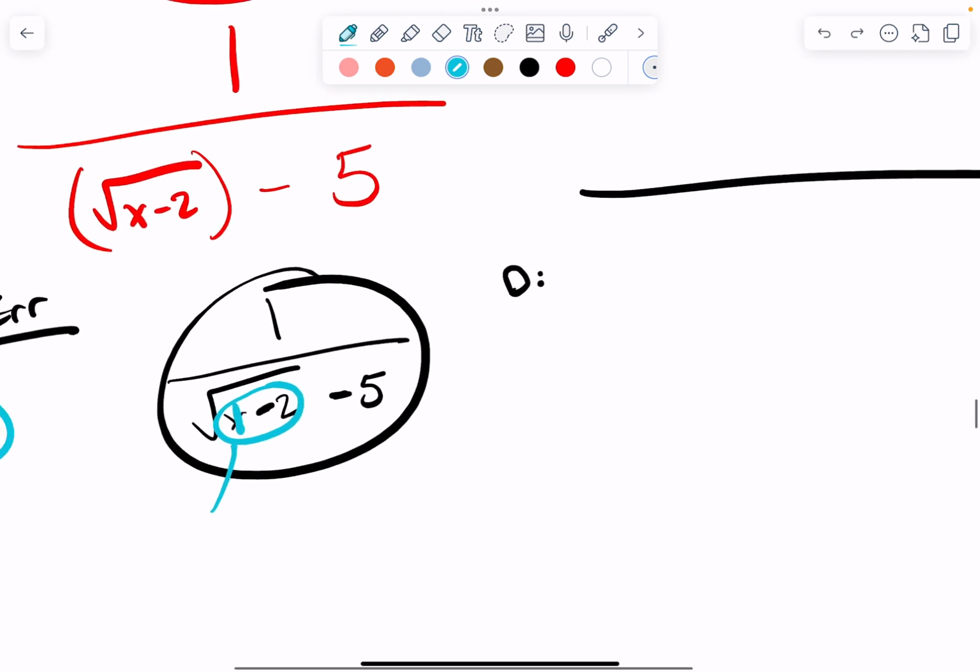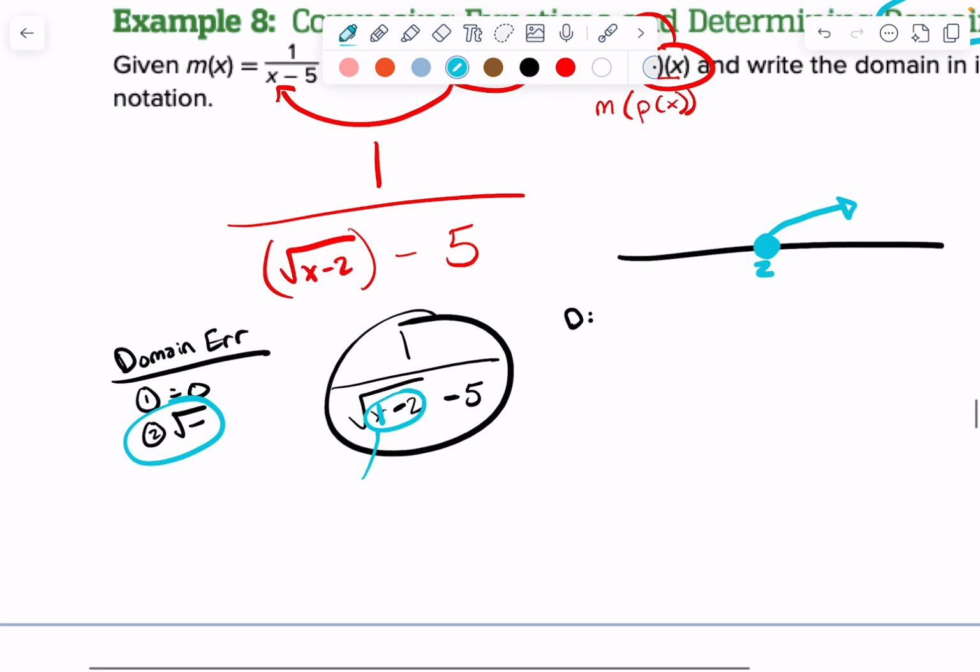So the deal here is 2 is my threshold. We said we could plug in 2, and that worked, but I cannot plug in numbers that are less than 2, like 1 or 0. So it has to be 2 or a number bigger than 2. That checks off problem number 2. That addresses this part. We're good.